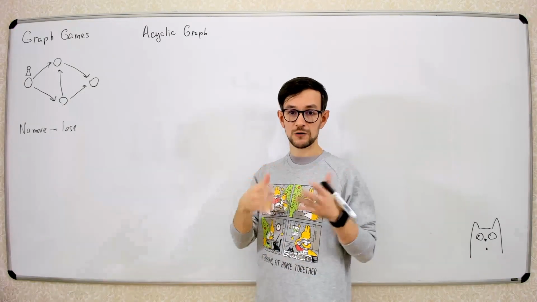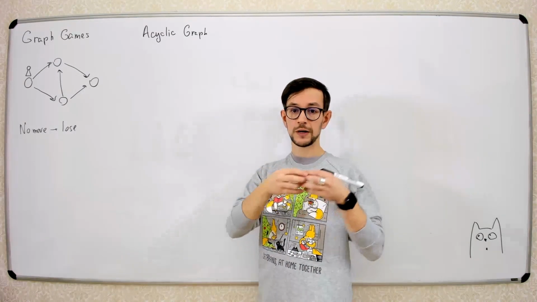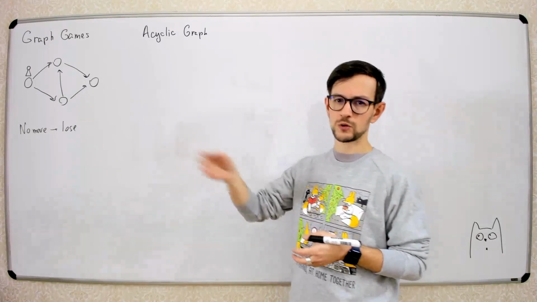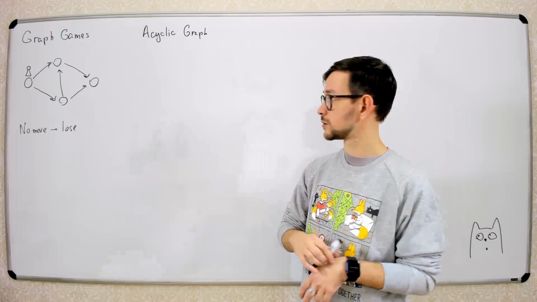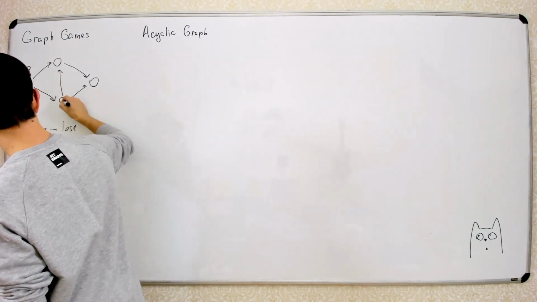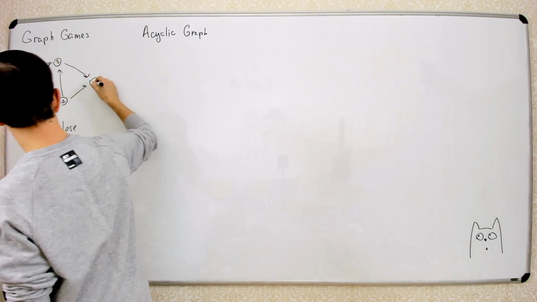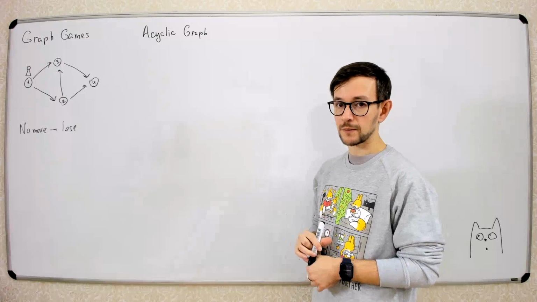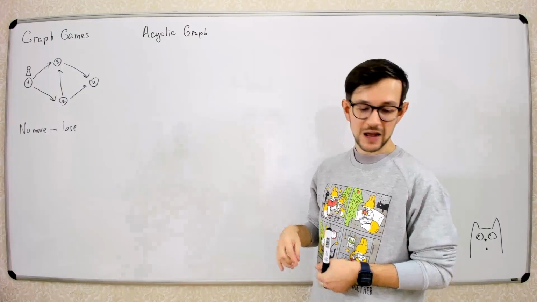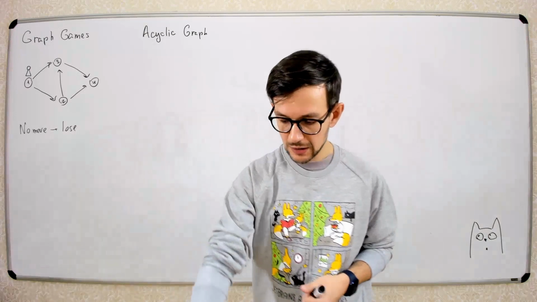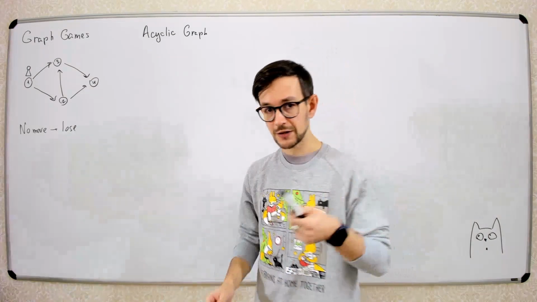That's because if you have an acyclic graph, you can make a topological sorting of this graph and just go from left to right or from right to left and analyze games in this order. So let's put some numbers here: 1, 2, 3, and 4. You make a topological sorting of this graph, and then we'll go from right to left and analyze the games starting in each node.